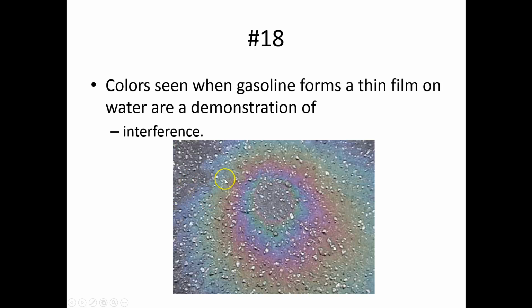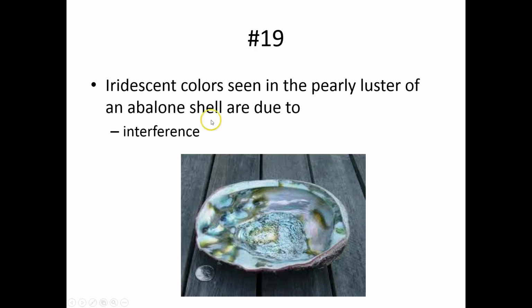So we're actually getting interference patterns of light, and so you see these what we call iridescent colors. For number 19, iridescent colors seen in the pearly luster of an abalone shell are due to interference. So these colors, really pretty colors, are all the interference that are happening on the shell. This is a quarter, so you kind of see how big the shell is. But the thickness of the clear coating on the inside gives it the really kind of cool colors. People like that.